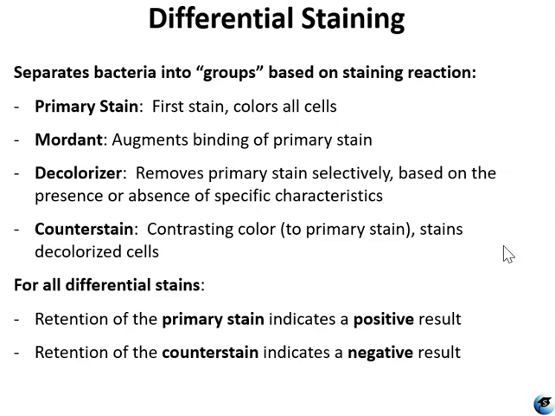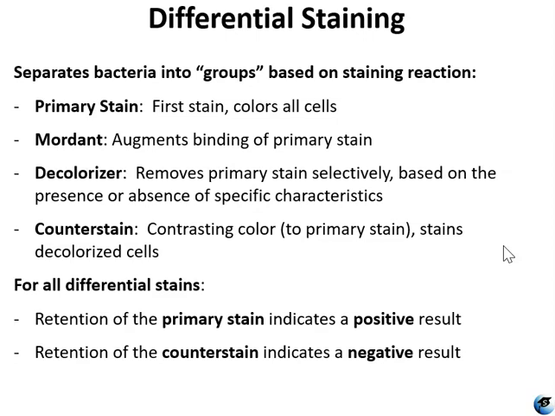You have the primary stain, which is the first stain that colors all of the cells. The mordant, which augments binding of the primary stain. In other words, the mordant helps the cells retain the primary stain if they have the structure that you're looking for. The next step is the decolorizer. The decolorizing step removes the primary stain selectively based on the presence or absence of a specific characteristic.